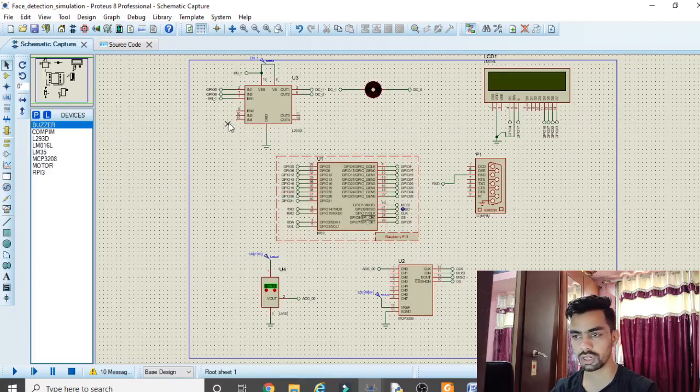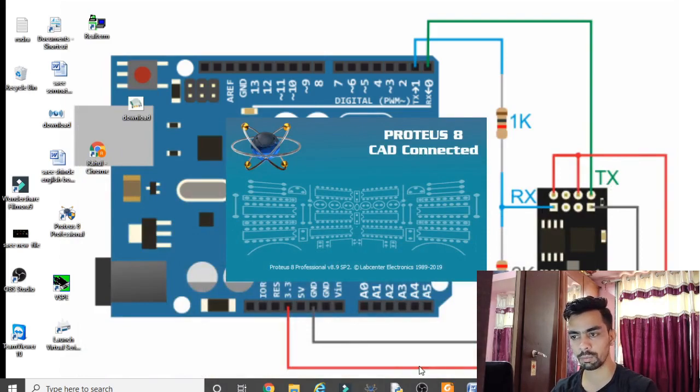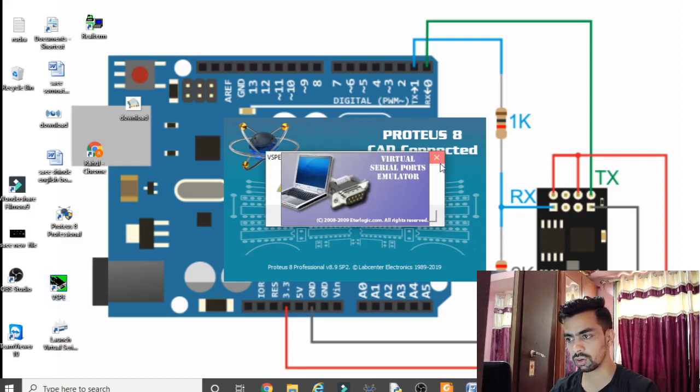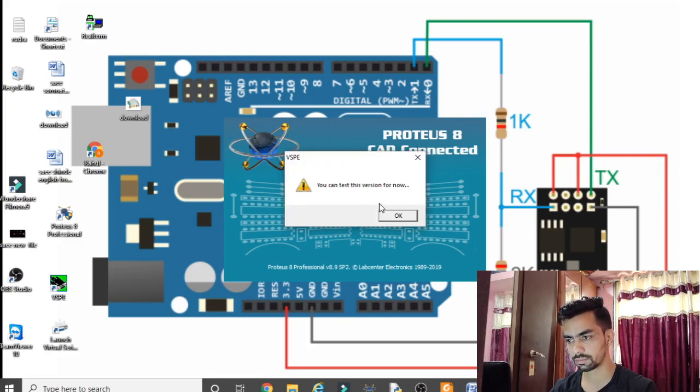Now once you have designed all this circuit, the next part is we have to create the virtual COM port. To create the virtual COM port, you require this software. You have already installed this. So double click on this software. Once you double click, it opens this software.